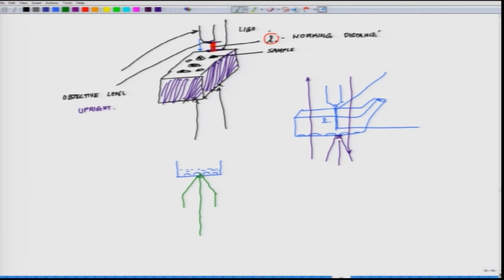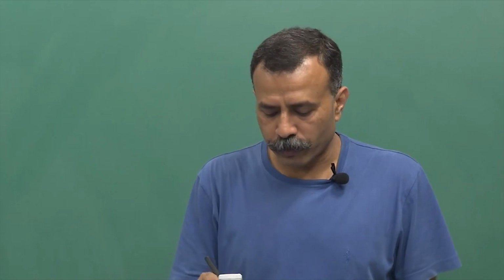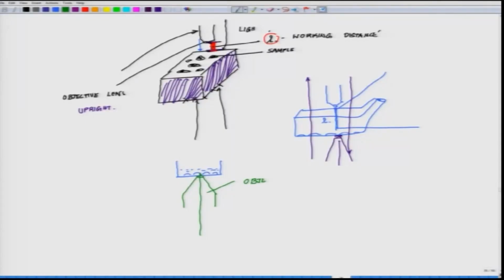So, in that case, you have an inverted assembly, your objective is underneath. Inverted microscope, in that case where the objective is below, you do not have to worry about the working distance. You can really come close to the sample, provided this is transparent. Here, this was opaque or translucent. So, your options are very clear.